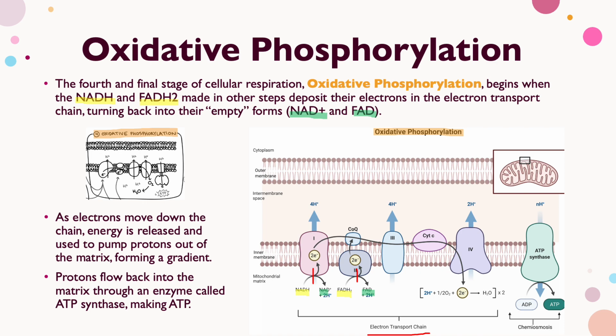So these protons then flow back through the matrix through an enzyme called ATP synthase, which you can see here. So the protons come back through here to form ATP.